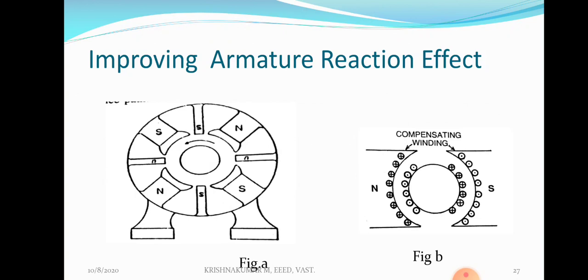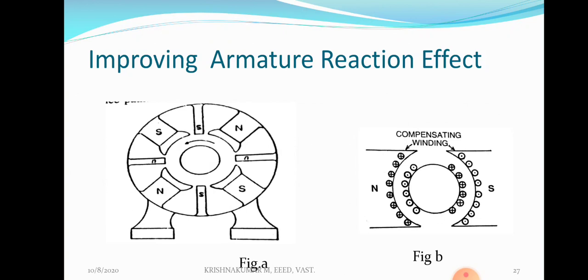The current flowing through the interpole winding creates a flux, and the armature current also creates a flux. Since the same current flows through the armature and interpole winding, the magnitude of the armature flux is the same as that of the flux produced by the interpole, but its direction is just opposite. Therefore the flux produced by the interpole winding can minimize the armature flux.